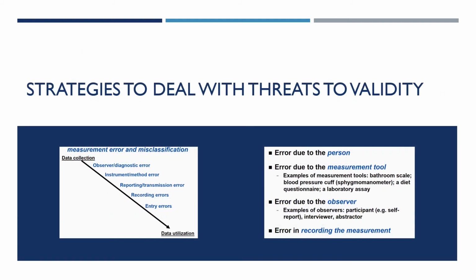So we talked a lot about what validity and reliability are and how we can assess these two concepts. We also see that measurement error and misclassification can influence validity and reliability. The source of error can come from the person, intra-person or inter-person, or it can come from the measurement tool or observer, or during data entry, during the recording of measurement. So what kind of strategies can we use to deal with the threats to validity?